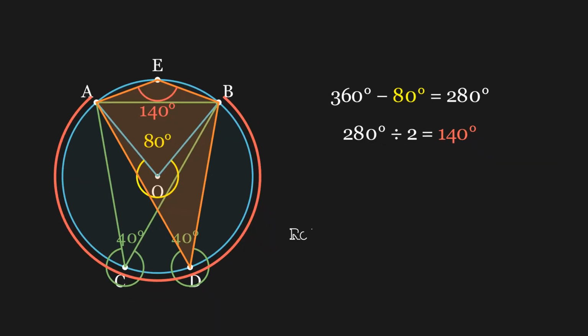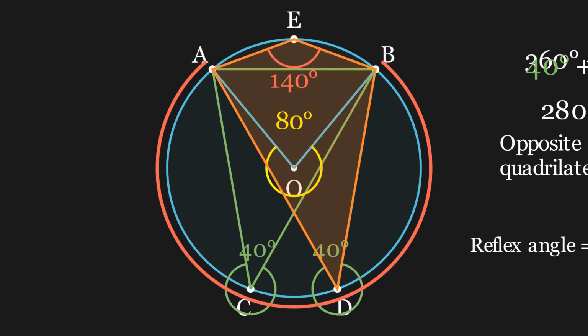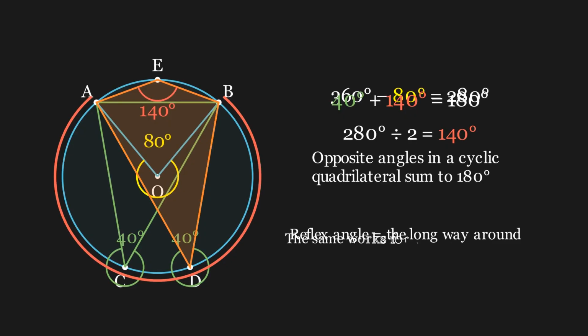Here's theorem number 4. Opposite angles in a cyclic quadrilateral always add up to 180 degrees. Let's check it. Angle ADB is 40 degrees, and angle AEB, directly opposite it in our quadrilateral, is 140 degrees. 40 plus 140 equals 180. It works perfectly. Let's double-check everything ties together.